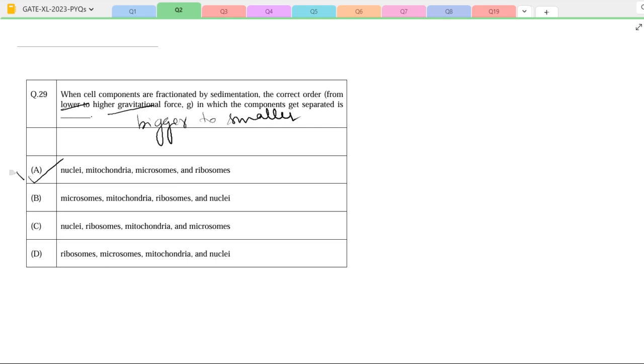in size compared to mitochondria, which is bigger in size compared to microsomes, which is again bigger in size compared to ribosomes. And hence, nuclei will require the least gravitational force to settle down compared to the others, followed by mitochondria, followed by microsomes, and then ribosomes. And hence, the option A is correct. So, moving on to the next question.